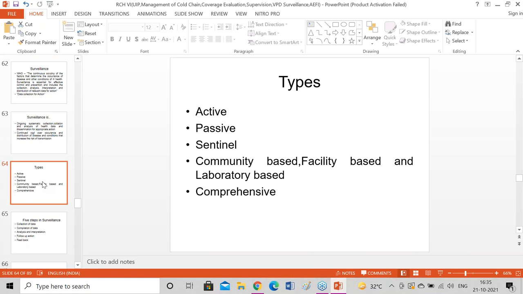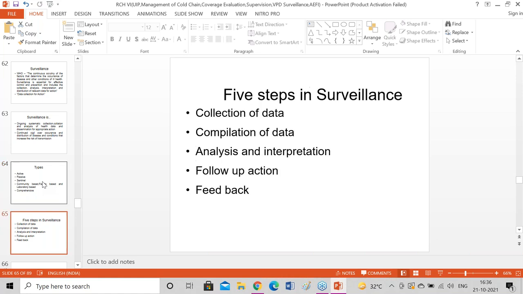Surveillance may be active, passive, sentinel, community-based, facility-based, laboratory-based, or comprehensive. As you all know, active surveillance is where the health worker or anybody involved in the surveillance activity actively goes and collects the data. Passive is where the data is reported to the collecting person. Sentinel is the surveillance of missed cases. Community-based surveillance may be conducted in a community, facility, or lab, and comprehensive surveillance may include more than one part. Five steps in surveillance: collection of the data, compilation, analysis, follow-up, and feedback.